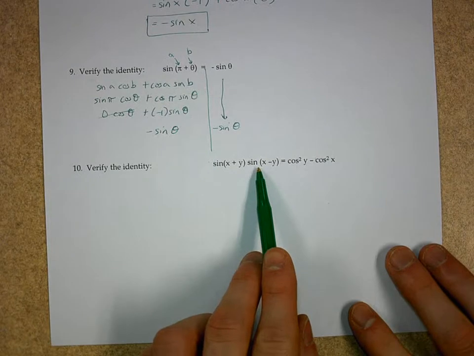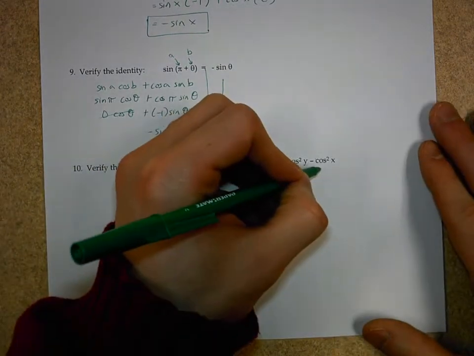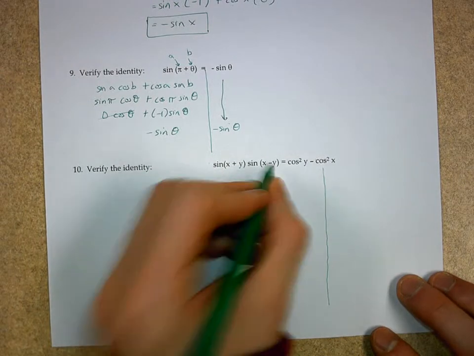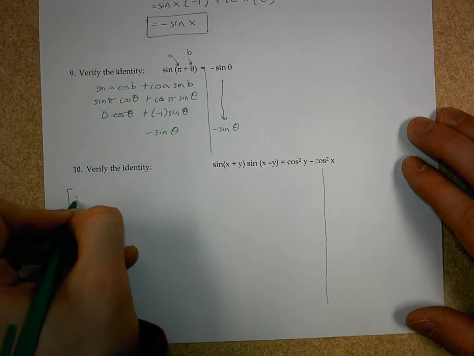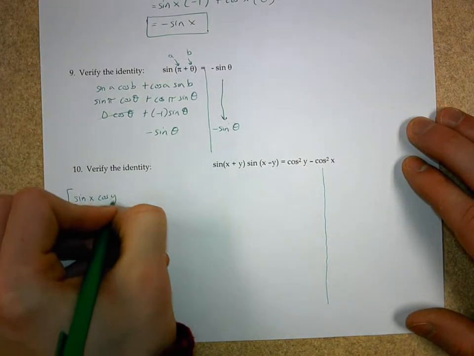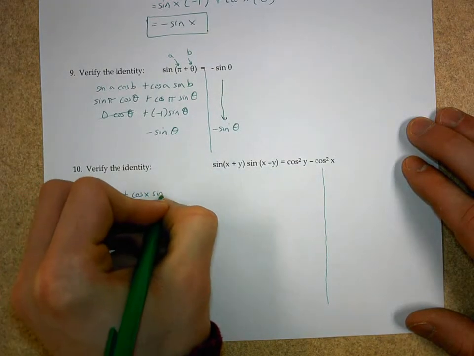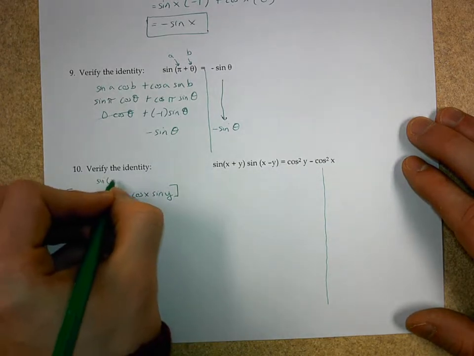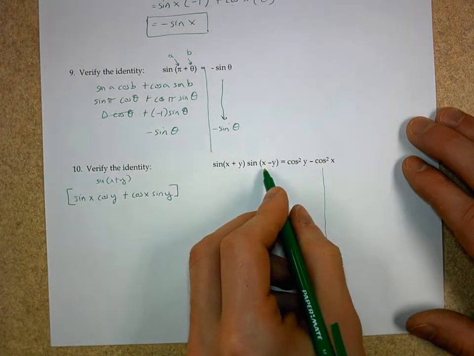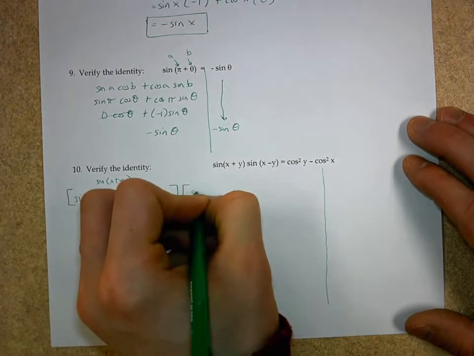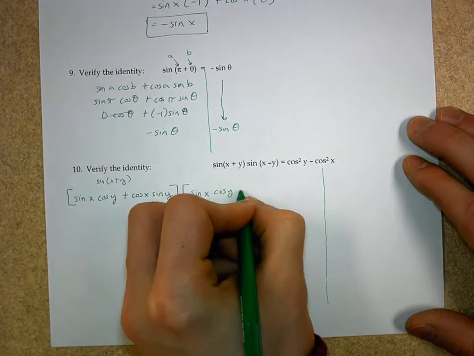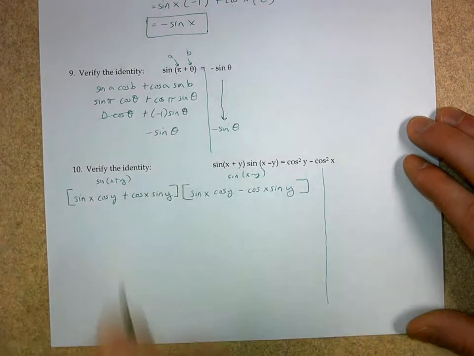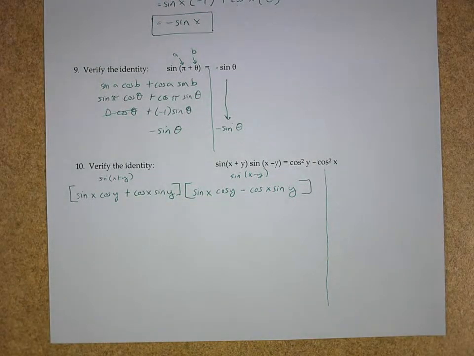So the more complex side is definitely going to be this left-hand side. I'm going to draw my vertical line way over here just so I've got a lot of room to work with. Sine of x plus y and then sine of x minus y. Sine of x plus y is the sine of x, cosine of y, plus cosine of x, sine of y. So this whole area right here is going to be the sine of x plus y. I then need the sine of x minus y, which is the same thing, except I'm going to have a subtraction sign. So that whole bracket right there is the sine of x minus y.